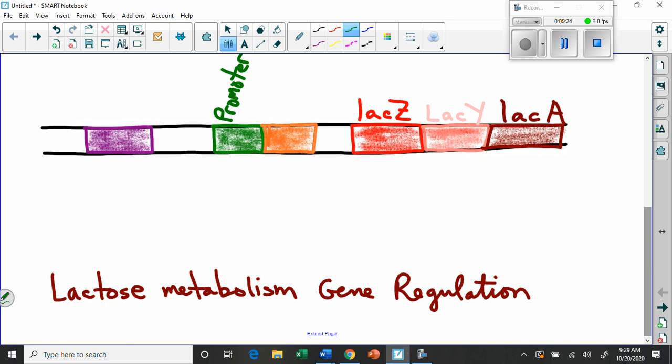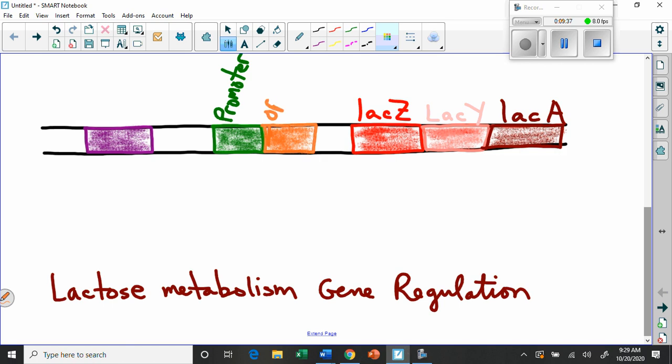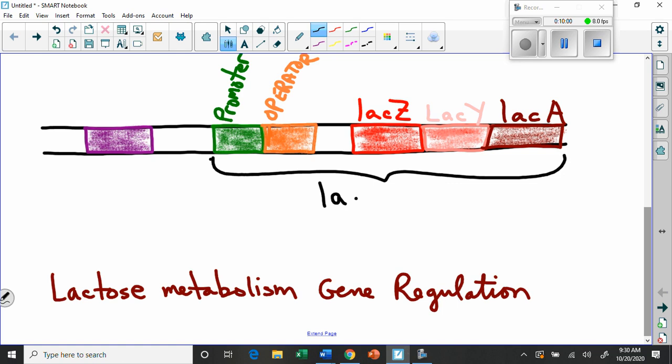Now this orange part is the new little piece. It's called the operator. So let's put the operator in there. And it's the part that is going to be the regulatory section. The operator. Okay? Now this whole entire thing from the promoter, including the operator, and all of the enzymes that are coded, is called the lac operon.